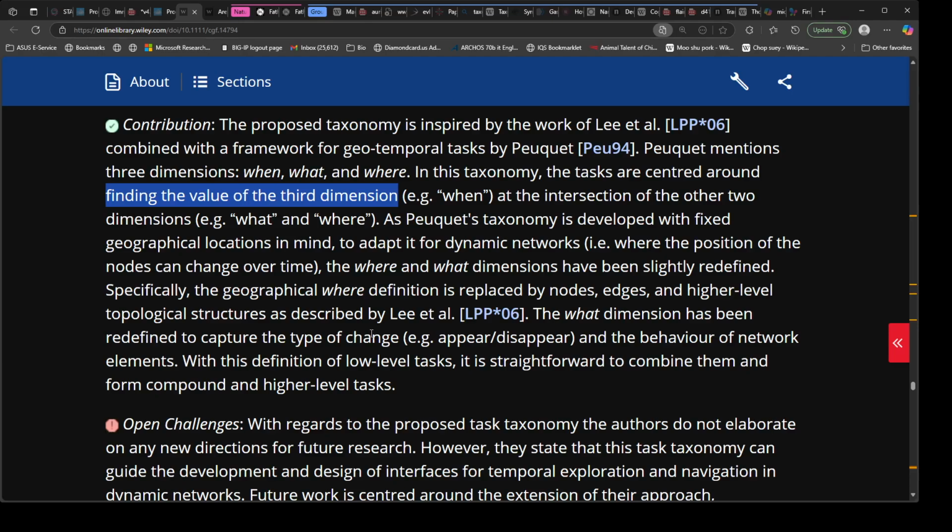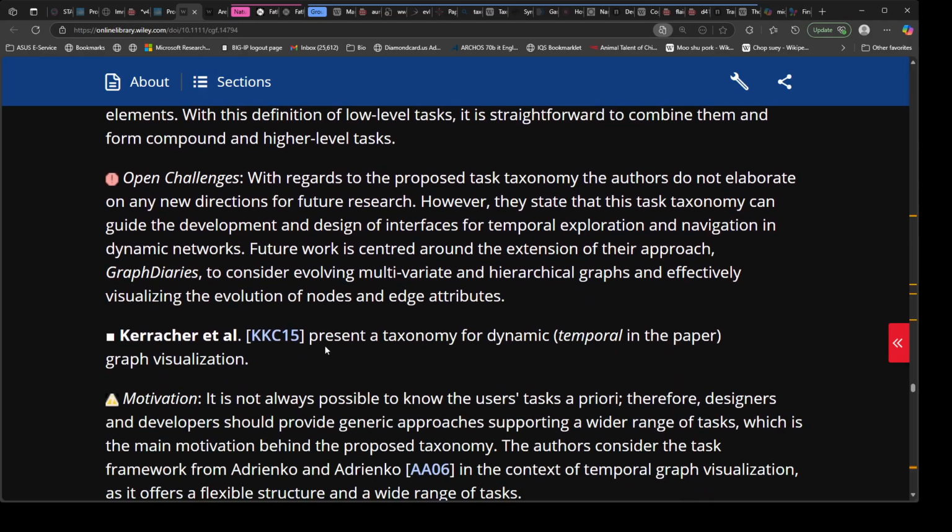Image open challenges. With regards to the proposed task taxonomy, the authors do not elaborate on any new directions for future research. However, they state that this task taxonomy can guide the development and design of interfaces for temporal exploration and navigation in dynamic networks. Future work is centered around the extension of their approach, Graph Diaries, to consider evolving multivariate and hierarchical graphs and effectively visualizing the evolution of node and edge attributes.